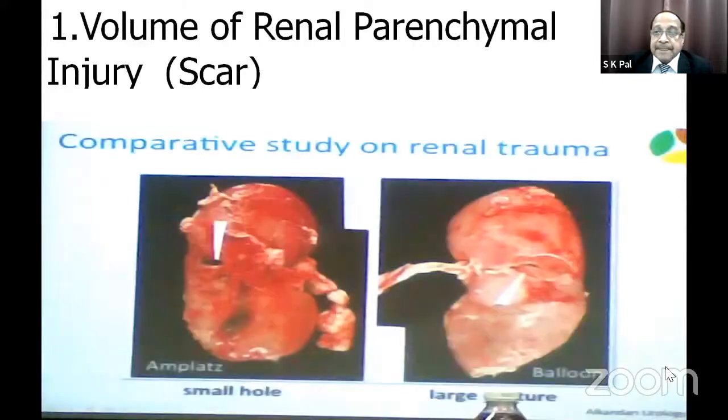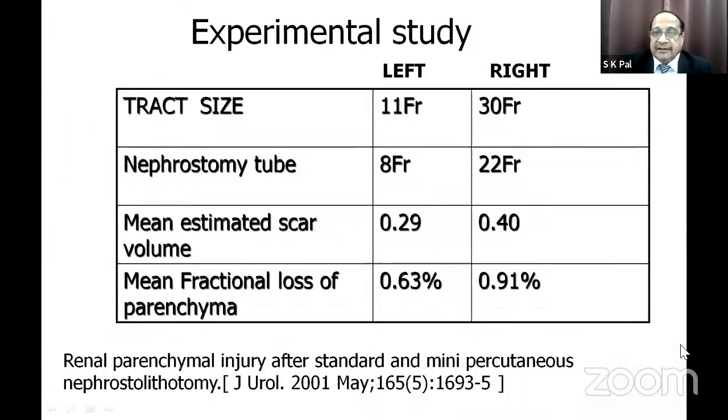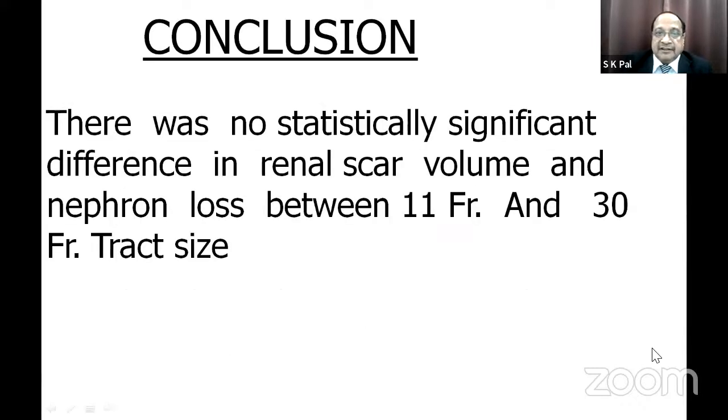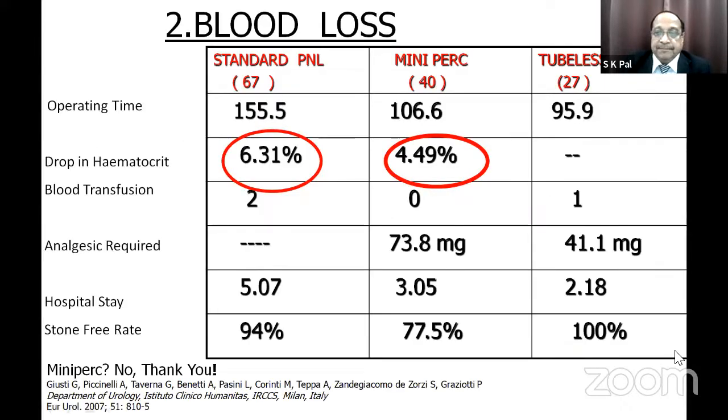one by one. Regarding the volume of renal parenchymal injury, the scar, the amount of renal parenchymal loss, very few studies are available, and this study is being quoted again and again, where in the same pig, 11 French versus 30 French tracts were made, and when the renal parenchymal scar was studied, there was no statistically significant difference in renal scar volume. There are other studies also in the same way. They also mentioned the scar remains the same, whether the tract size is 11 or 30.